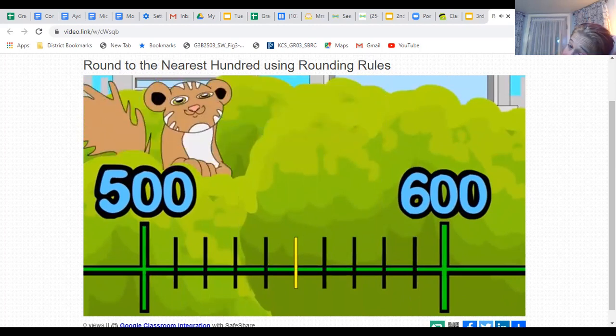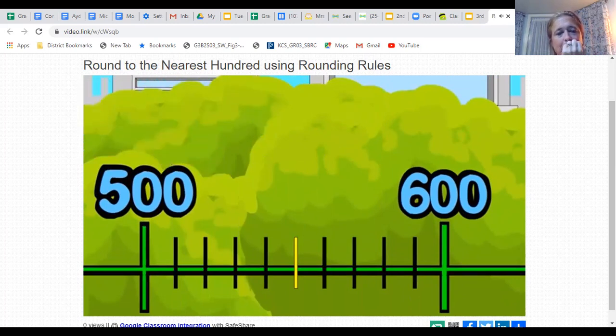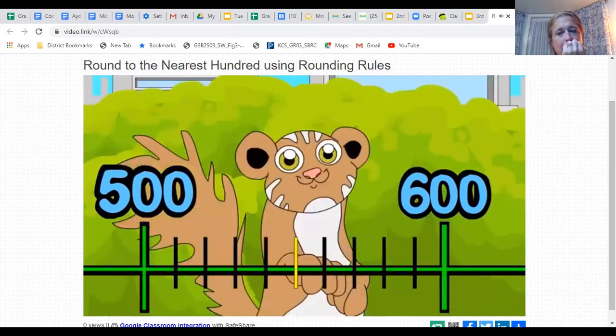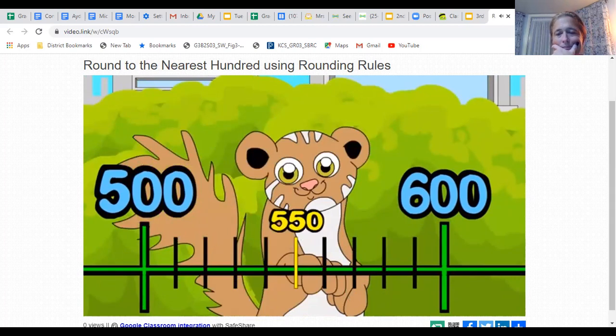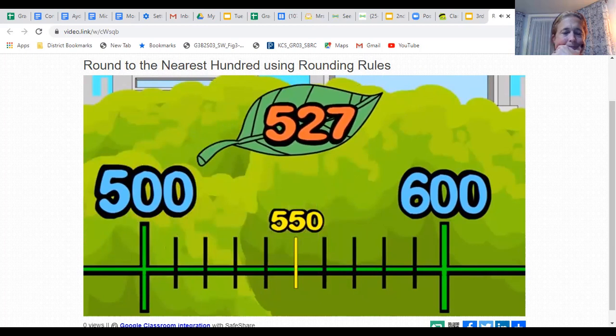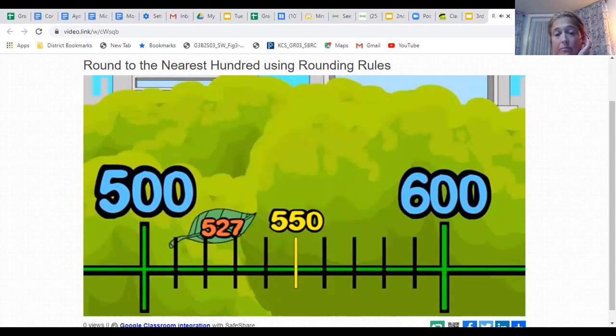Step 2. Find the midpoint between 500 and 600. That's the number that is exactly in the middle. The midpoint is 550. Step 3. Now locate 527 on the number line. 527 is less than 550. So now you're ready for step 4. You can round. 527 is closer to 500 than to 600. So, to the nearest 100, 527 rounds down to 500.